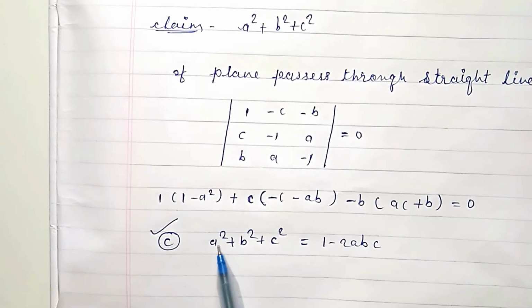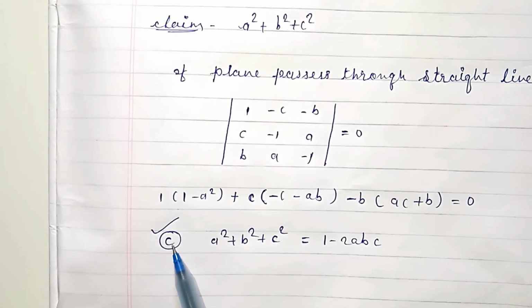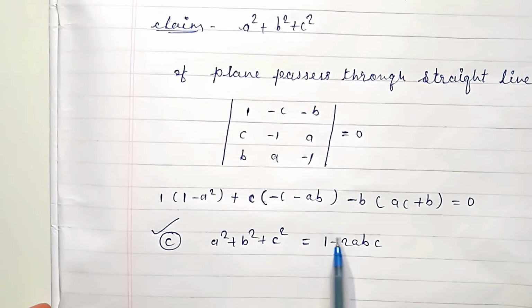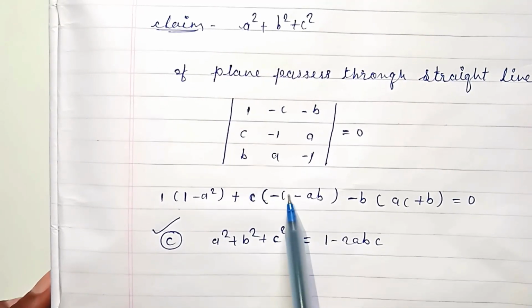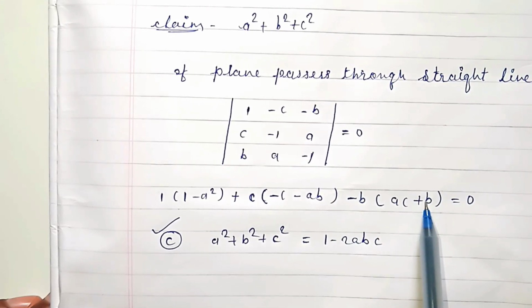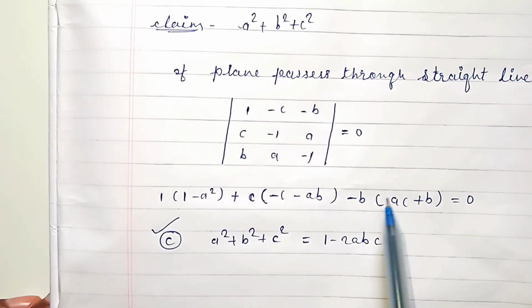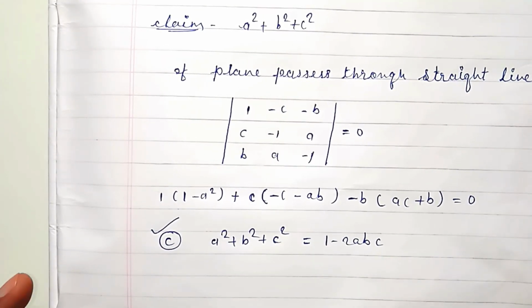So we can say that c is the option from our question, which is a square plus b square plus c square equal to 1 minus 2 times abc. So 1 minus a square plus minus c square minus cab minus bac plus minus b square. Cab and bac will get cancelled and you will get a square plus b square plus c square equal to 1 minus 2 times abc, which is the required option c from our question.